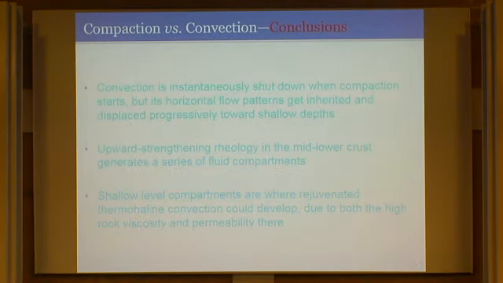So, conclusion: convection is instantaneously shut down when compaction starts, but the horizontal flow gets inherited and displaced. This displacement is due to porosity and permeability reduction during compaction. Also, upward-strengthening rheology in the crust makes fluid compartments form, and this process generates an environment that facilitates convection to be redeveloped.